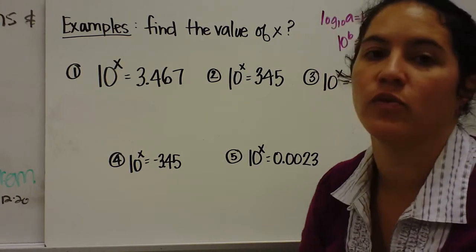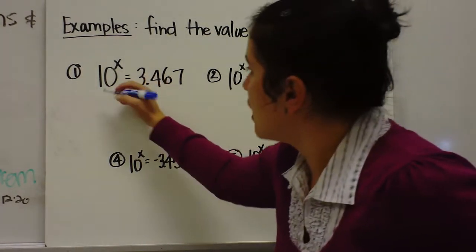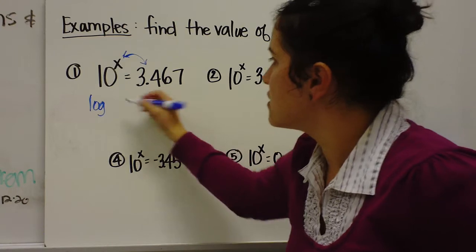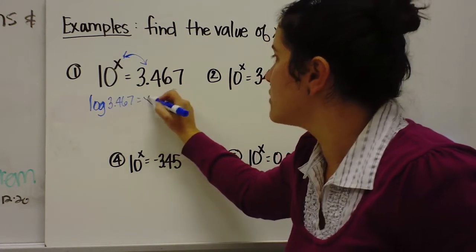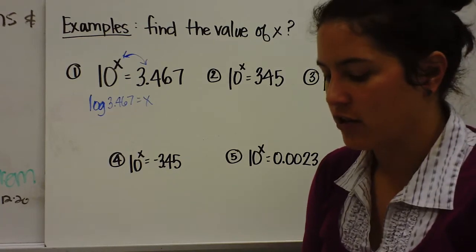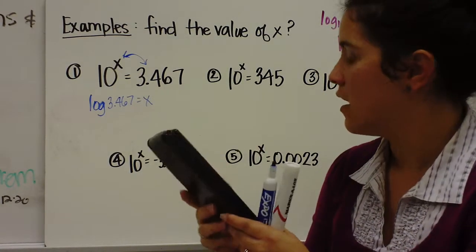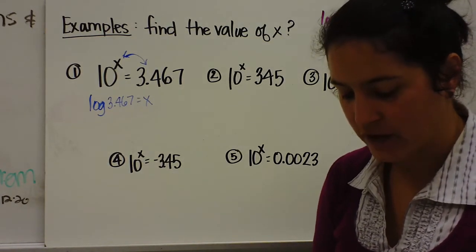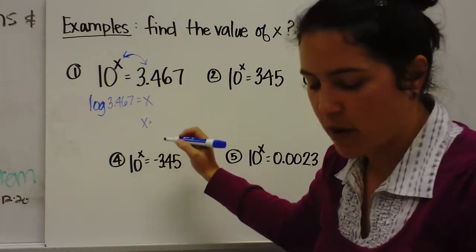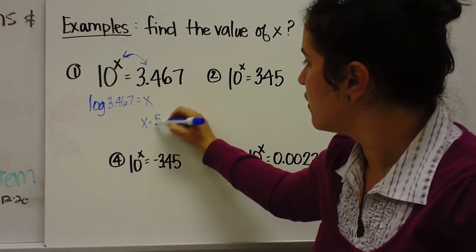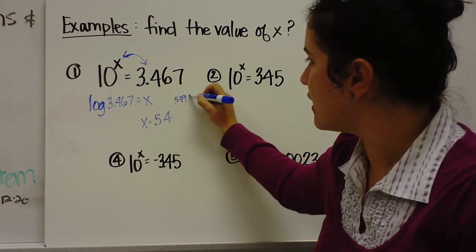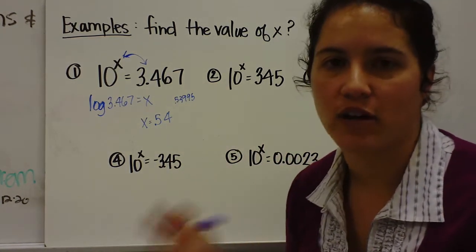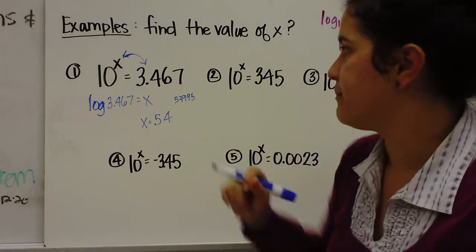You could rewrite it in log form, meaning log base 10, and remember these two things kind of switch places, of 3.467 equals X. And then you would go to your calculator and type in log, the log button, 3.467, and we get 0.5399. Really, it's 0.53995. So that would all round up to 0.54. So that's one way. You can rewrite it in logarithmic notation.